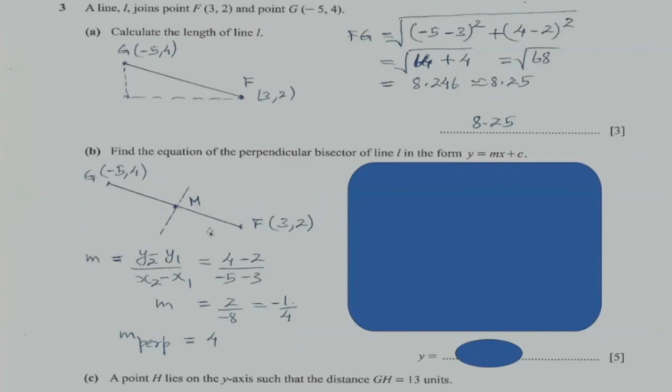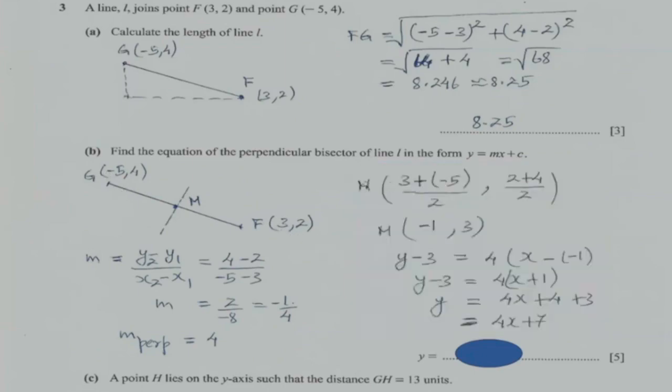Then we have to find the coordinates of this midpoint. This coordinate we can get as half of these two x values and y values. So minus 5 plus 3 over 2 and 4 plus 2 over 2. That is minus 2 over 2, which is minus 1, and 3. The coordinates of M is minus 1, 3 and the gradient we know.